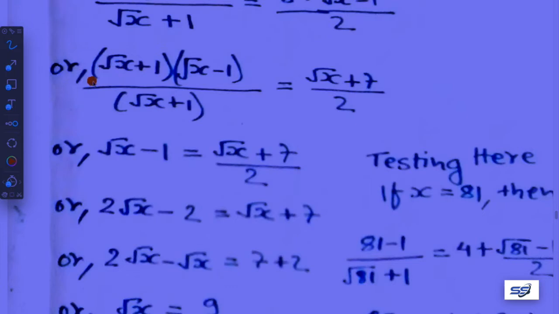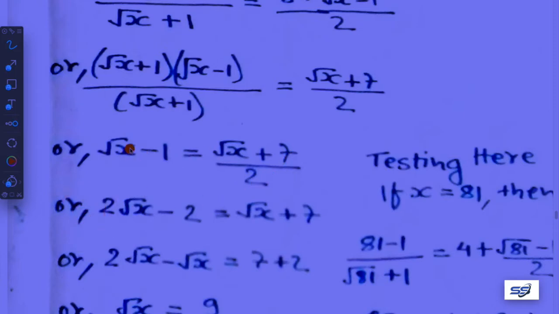Here we can see that we have root x plus 1 in one bracket, and in the next bracket root x minus 1. This is extended as per the formula. And in the lower part there is root x plus 1 equal root x plus 7 whole upon 2. Now root x plus 1 and root x plus 1 are similar, so both cancel each other, and here comes only root x minus 1 equal root x plus 7 whole upon 2.